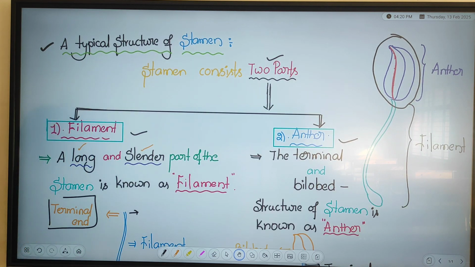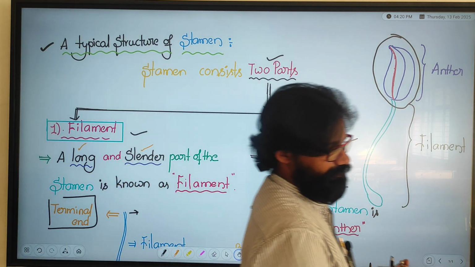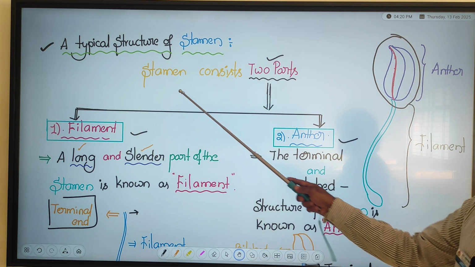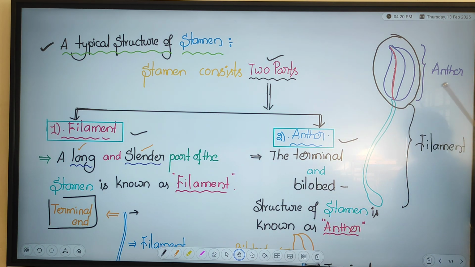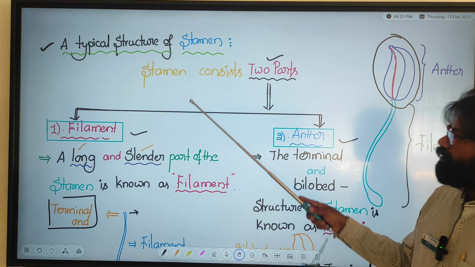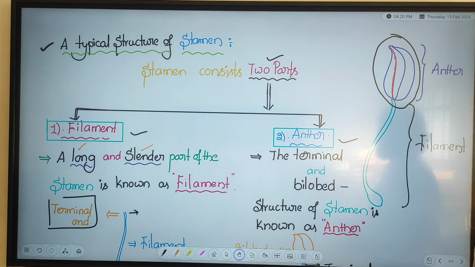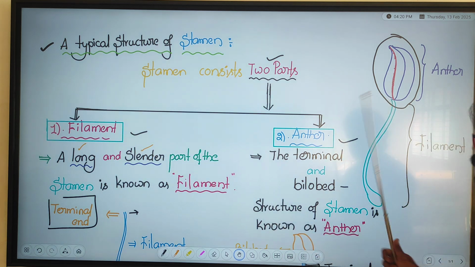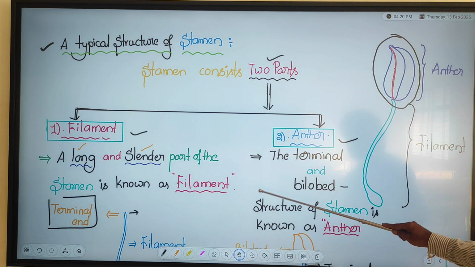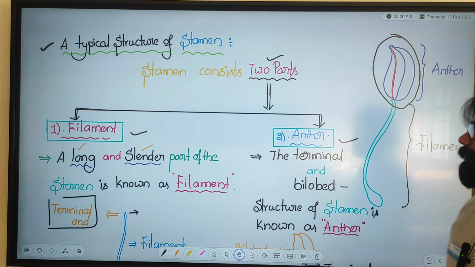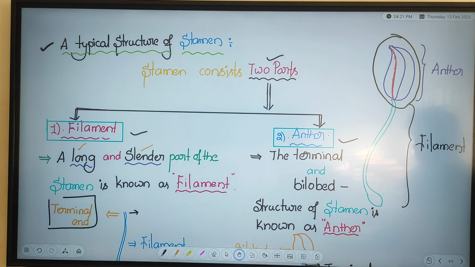Now, you see the structure of the stamen. This is the diagrammatic representation. The blue color is the anther, and this other color is the elongated filament. Each stamen has two parts, as mentioned here in the descriptive manner. Each stamen consists of two parts: one is the filament, the second is the anther.